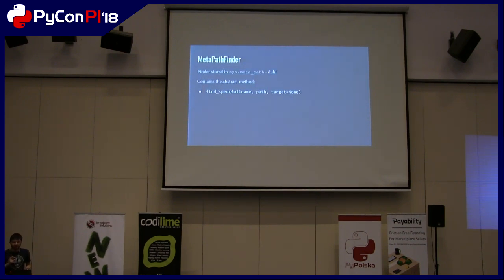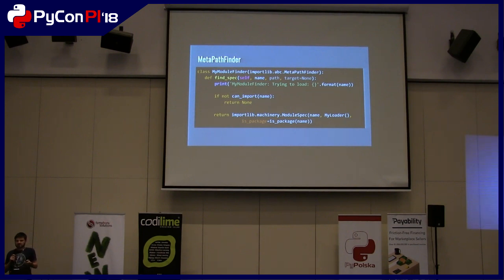The meta path finder is a finder that you have to store in the sys.meta_path array, and you have to just create one single method inside. It's the find_spec method. The find_spec method will take the full name of the module, which is the package.subpackage.module string, the path and the target, which are not really needed right now for the minimal example, and it will return your spec.